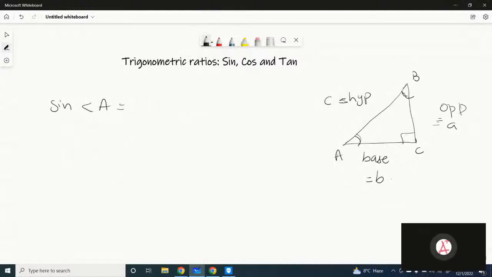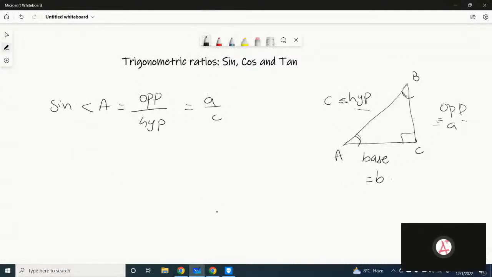According to angle A, the opposite side would be opposite divided by the hypotenuse. That is the sine of angle A. Opposite is A and hypotenuse is C. Got it? Let's use an example.